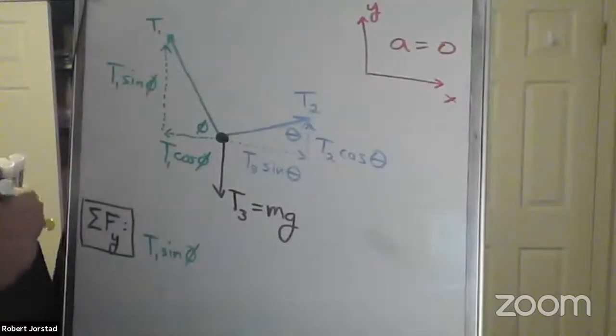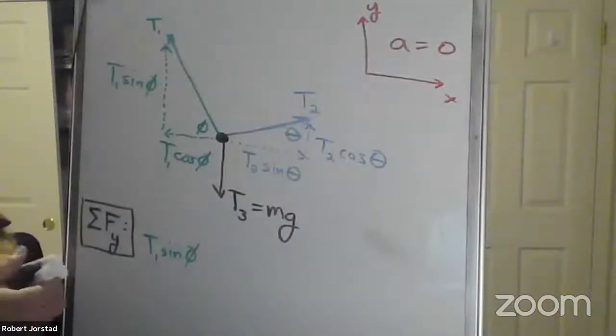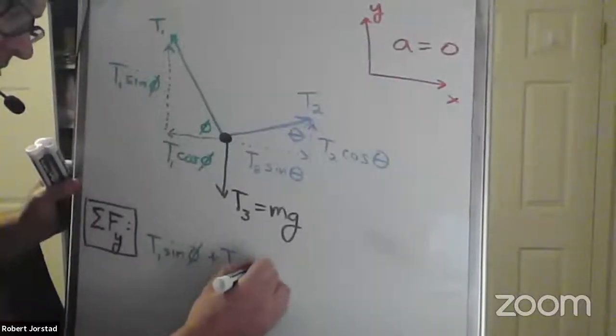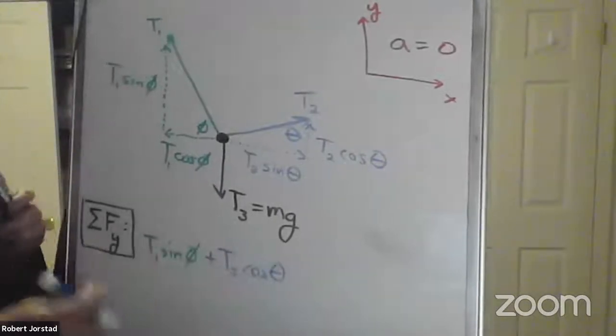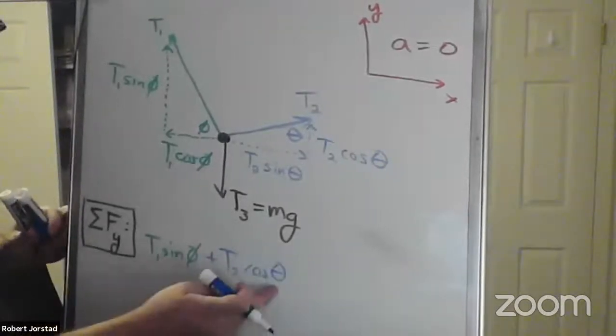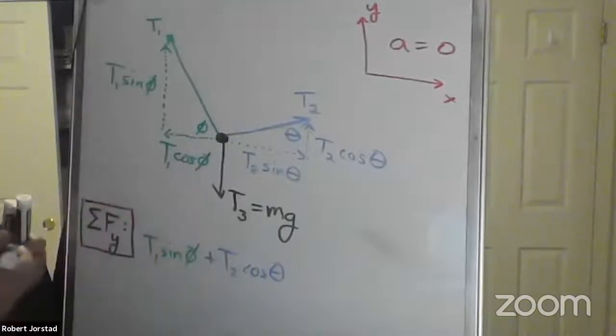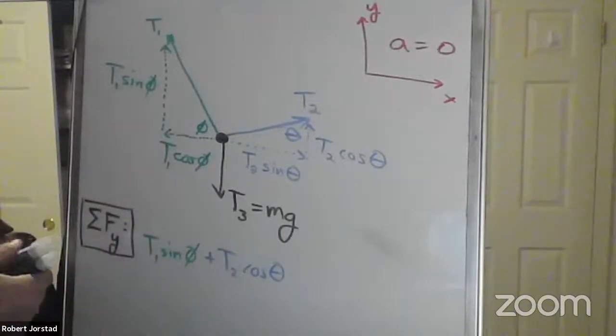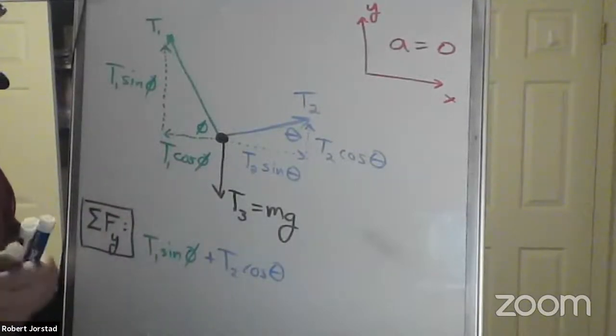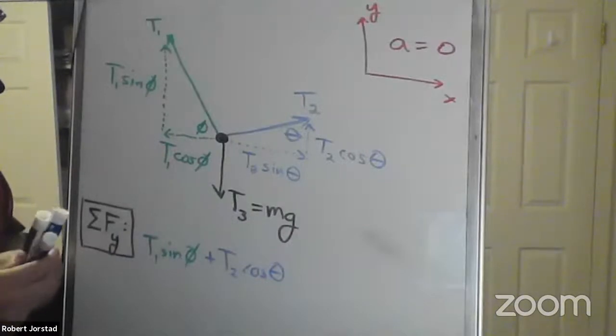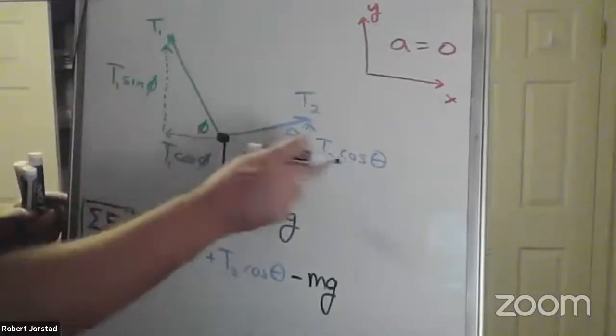All right. Somebody else. Give me another one. T2 cosine theta. Positive or negative? Positive. Agreed. Cosine theta. And I'm making sure I keep my thetas with the horizontal line and phi with a near vertical diagonal line. All right. Anything else? Or are we done? Minus mg. That is all of the y arrows.